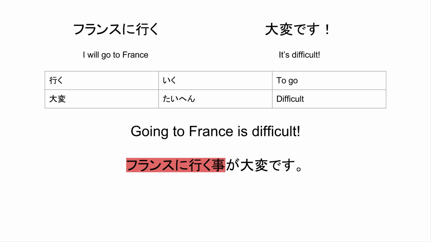You just threw koto at the end of that plain verb. France ni iku koto ga taihen desu. It's difficult. What's difficult? Going to France. Going to France is difficult. France ni iku koto ga taihen desu. That's just all you have to do. That's that easy. You just have your plain form verb, throw koto or no after it, then turn it into a sentence. Treat it like a noun.